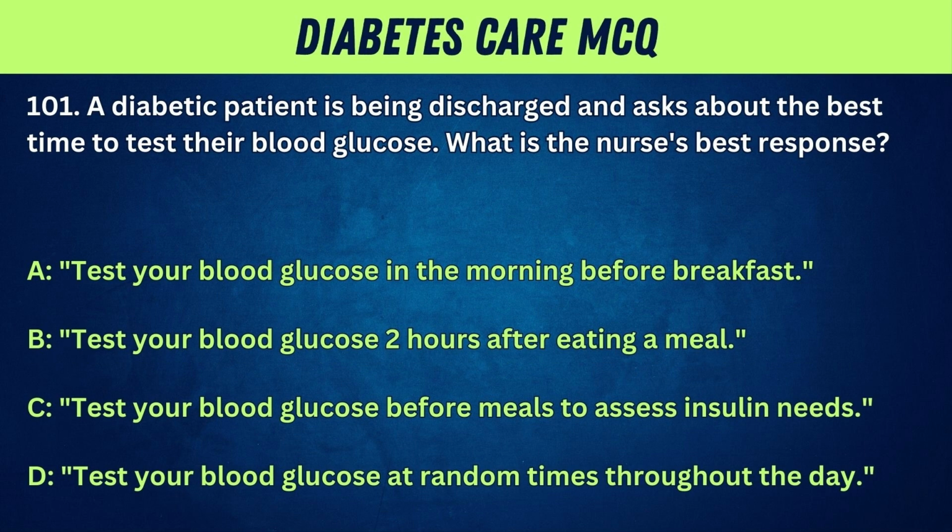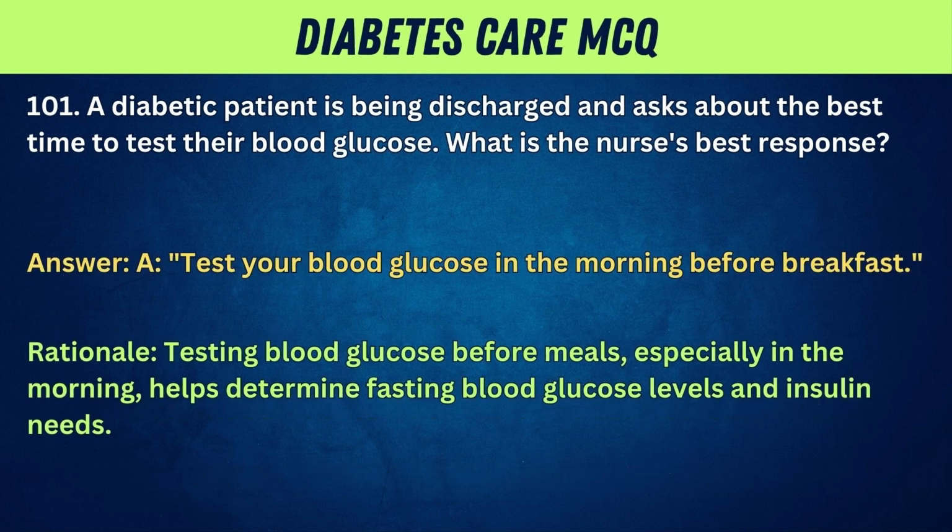101. A diabetic patient is being discharged and asks about the best time to test their blood glucose. What is the nurse's best response? A. Test your blood glucose in the morning before breakfast. B. Test your blood glucose 2 hours after eating a meal. C. Test your blood glucose before meals to assess insulin needs. D. Test your blood glucose at random times throughout the day. Answer: A. Test your blood glucose in the morning before breakfast. Rationale: testing blood glucose before meals, especially in the morning, helps determine fasting blood glucose levels and insulin needs.